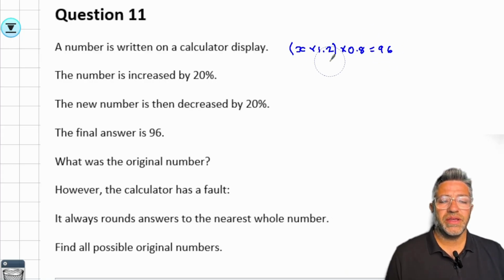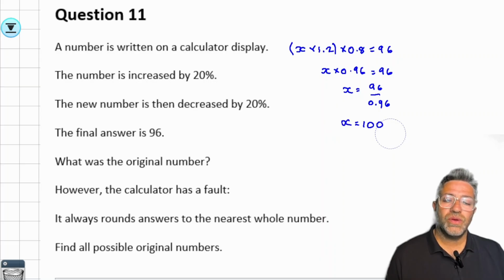Well, we can do some simplifying here. 1.2 times 0.8, well, let's do 12 times 8, 96. So it will be x times 0.96 equals 96. x equals 96 divided by 0.96. x equals 100. Now, there's our original number.